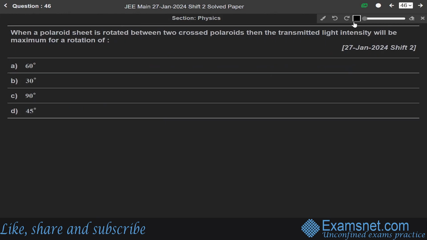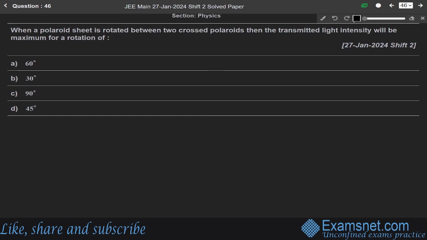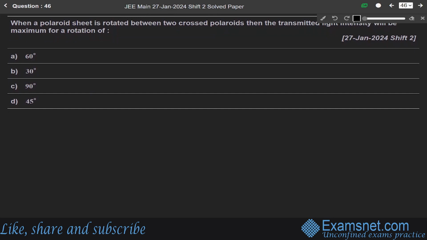Now, next question, question number 46. This question says that when a Polaroid sheet is rotated between two crossed Polaroids, then the transmitted light intensity will be maximum for a rotation of, we have to find what angle, okay? So this is directly from Malus law. Students, questions are also coming from Malus law, okay?